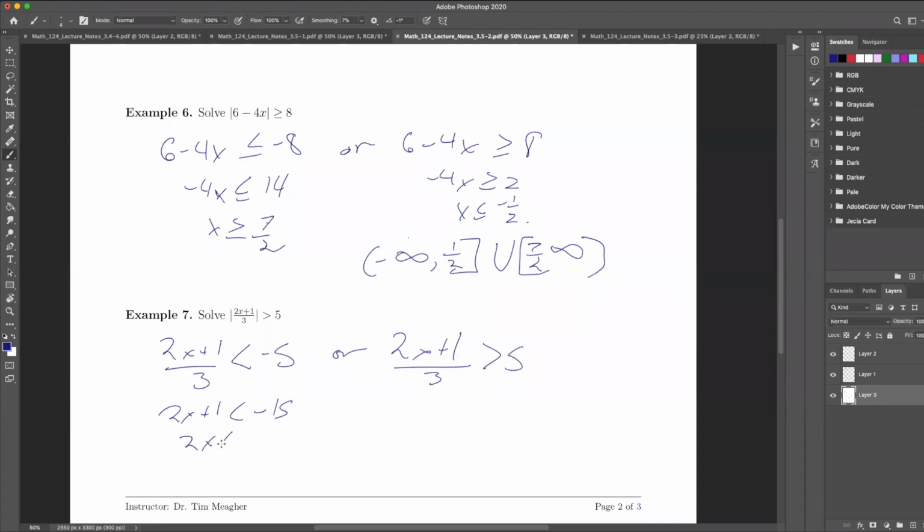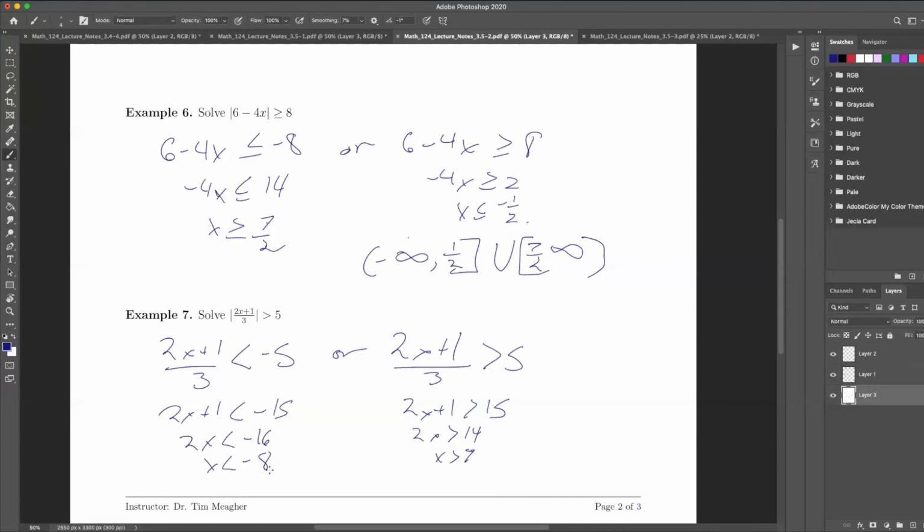Which gives us minus 16 divided by x gives us minus 8. Here, we'll do the same thing. Multiply by the 3, so we get x plus 1 greater than 15. X plus 1, or 2x is greater than 14, so x is greater than 7.